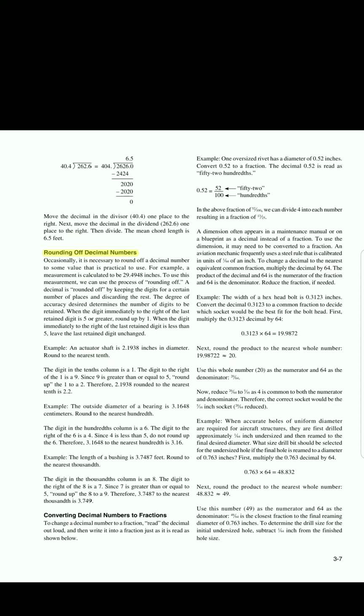Rounding off decimal numbers. Occasionally, it is necessary to round off a decimal number to some value that is practical to use. For example, a measurement is calculated to be 29.4948 inches. To use this measurement, we can use the process of rounding off.